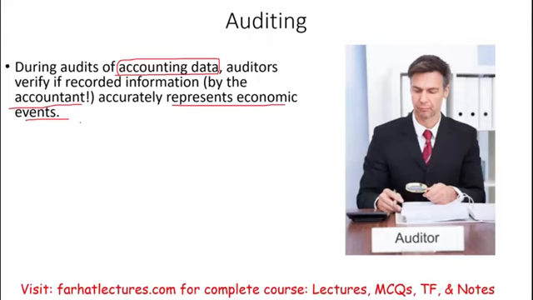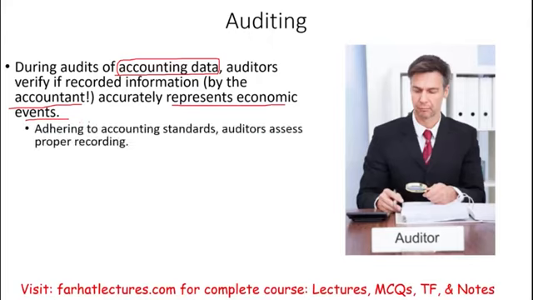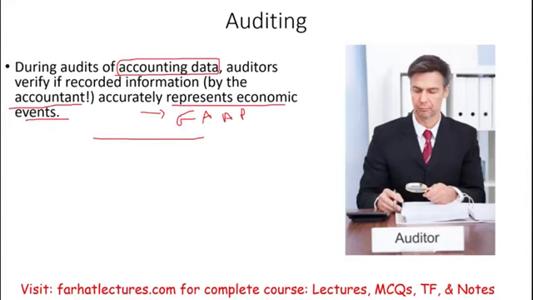Now, obviously, they have to adhere to accounting standards. So the auditor assesses the proper recording according to a certain standard. In the US, what's the standard? GAAP, Generally Accepted Auditing Principles. They see, okay, did they indeed record this transaction properly according to those principles? So it's basically checking the work of the accountant.